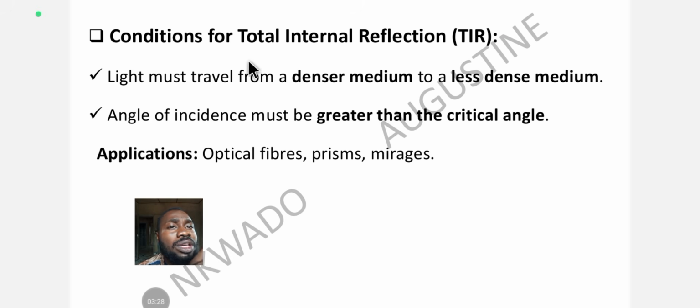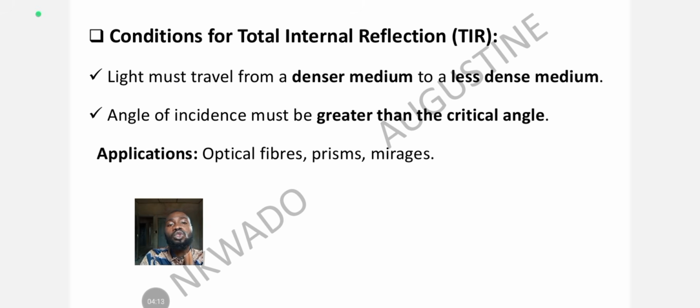So today we are looking at the conditions for total internal reflection, TIR. This is very important, JAMB loves repeating questions here. First of all, we have to understand what total internal reflection means. When we talk about refraction of light, we are talking about a light ray falling on a medium, entering inside the medium, and bending.